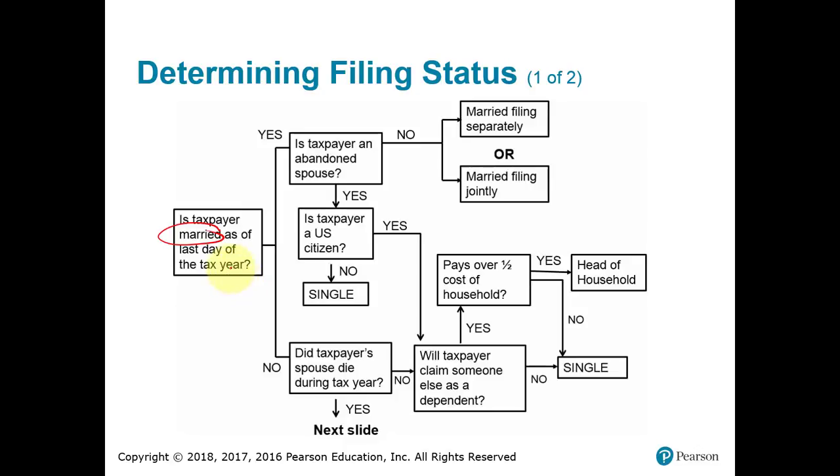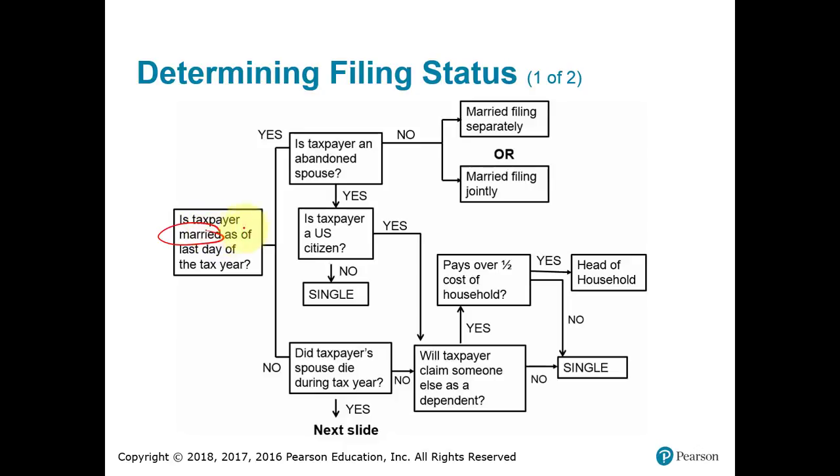It doesn't matter what their marital status is throughout the whole year. What matters is at the very end of the year. If they were married at December 31st, end of the year, they're considered to be married for the whole year. If they were unmarried at the end of the year, even though they were married for most of the year, possibly through divorce or legal separation, they're considered to be unmarried for the whole year.